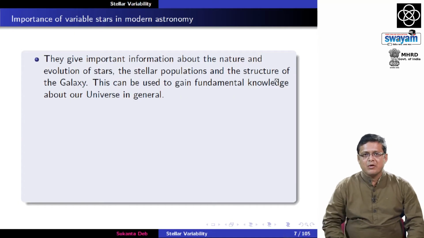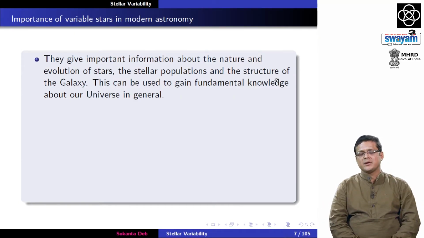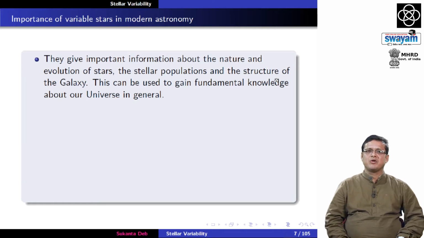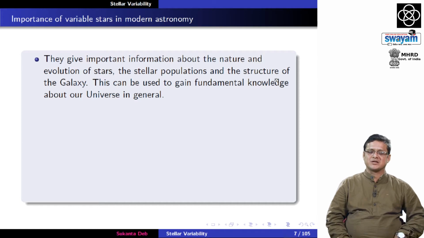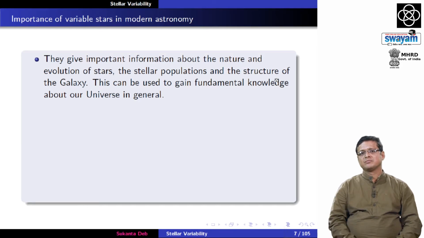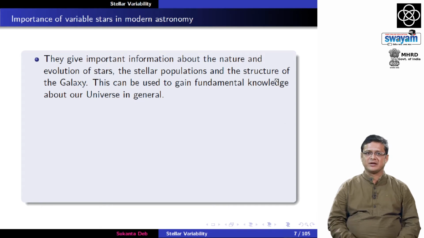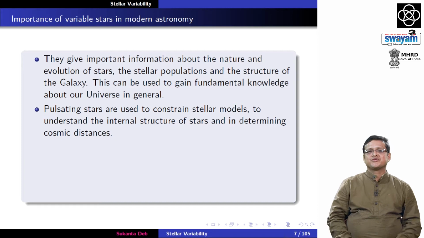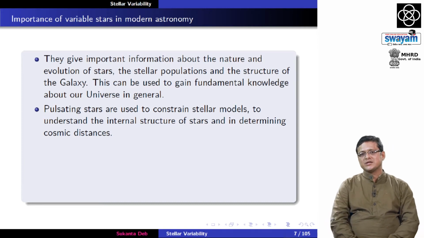Now, we will be talking about the importance of variable stars in modern astronomy. Variable stars give important information about the nature and evolution of stars, the stellar populations and the structure of the galaxy. This information can be used to gain fundamental knowledge about our universe in general. Pulsating stars are used to constrain stellar models, to understand the internal structure of stars, and in determining cosmic distances.